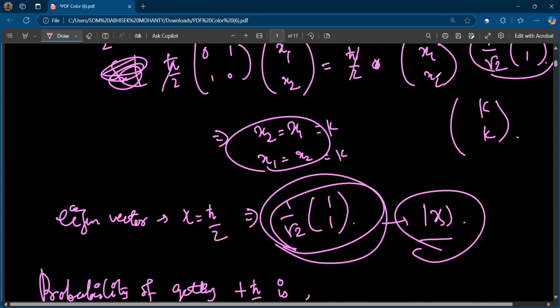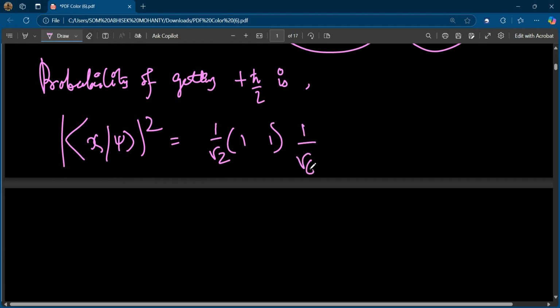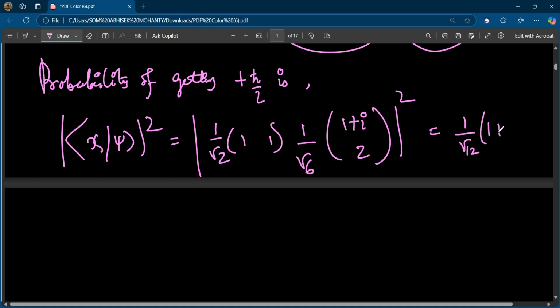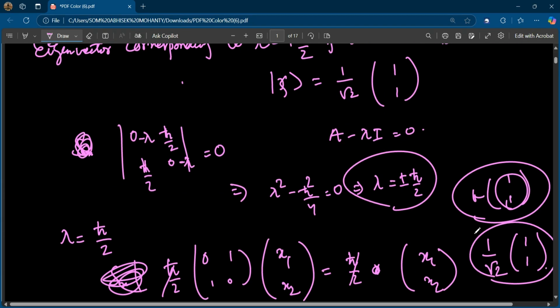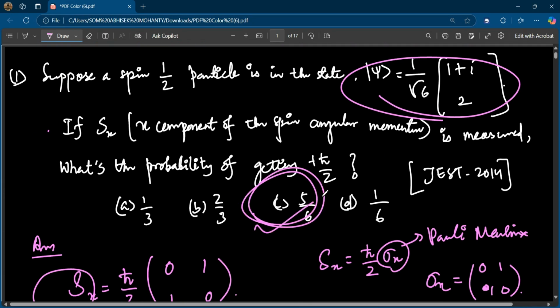So 1 by root 6, 1 by root 6, 1 plus i, this is 2, and their whole square. Okay, so this becomes 1 by root 12, and this becomes 1 plus i, 1 by root 12, then 1 plus i plus 2. So this becomes 1 by 12, and the square of this one, 3 plus i mod square, which is 9 plus 1, so 10 by 12, 5 by 6, which is your probability. Did you get it? 5 by 6 is our option C. Okay.